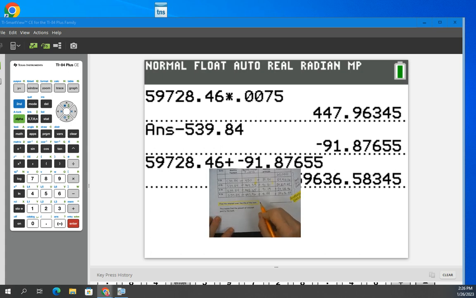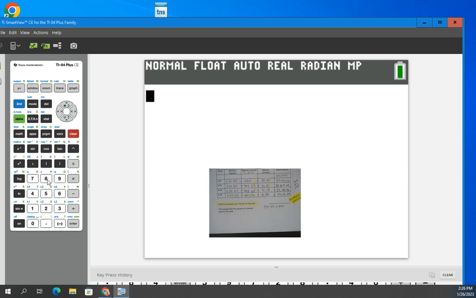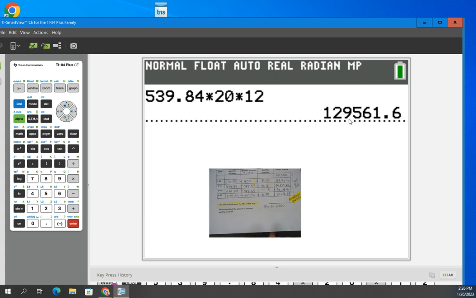Okay, so what we're going to do is we take our monthly payment of $439.84 and we multiply that by how many times we are going to pay it. So over the course of this 20 years, we are paying $439.84 for 20 years, 12 times a year. So that means we paid $129,561.60.